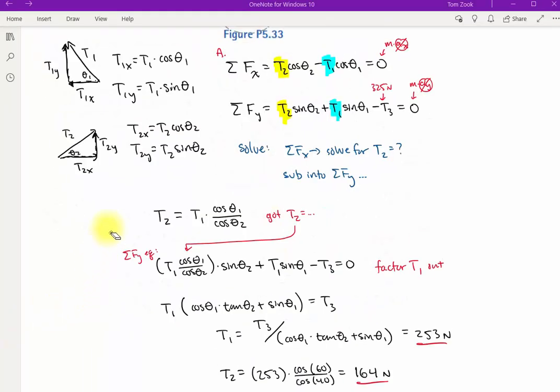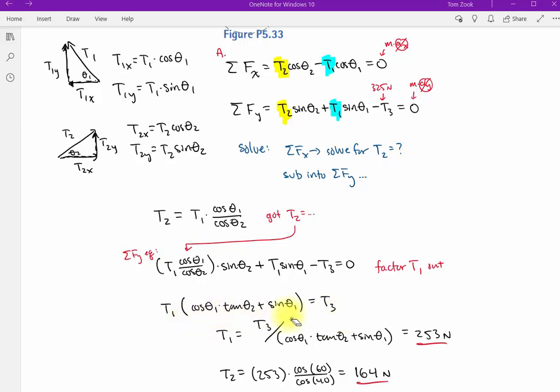So as you can clearly see, here we get the solution. I took the sigma fx equation and solved it for T2 just by adding the T1 factor over and then dividing by the cosine theta 2. I then substituted that into the sigma fy equation where the T2 factor was. I noted that sine theta 2 times something over cosine theta 2 would be tangent theta 2. So I did that at the next step when I also factored out T1 from the first two terms of the equation. I added T3 to the other side.